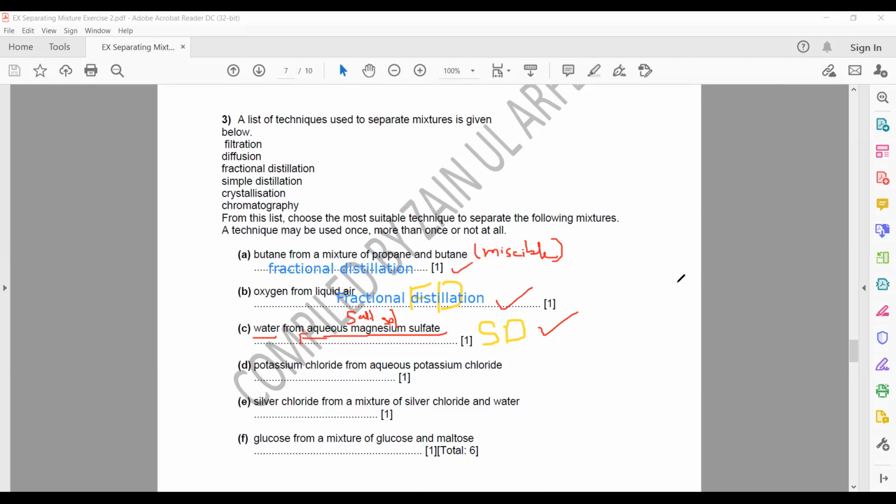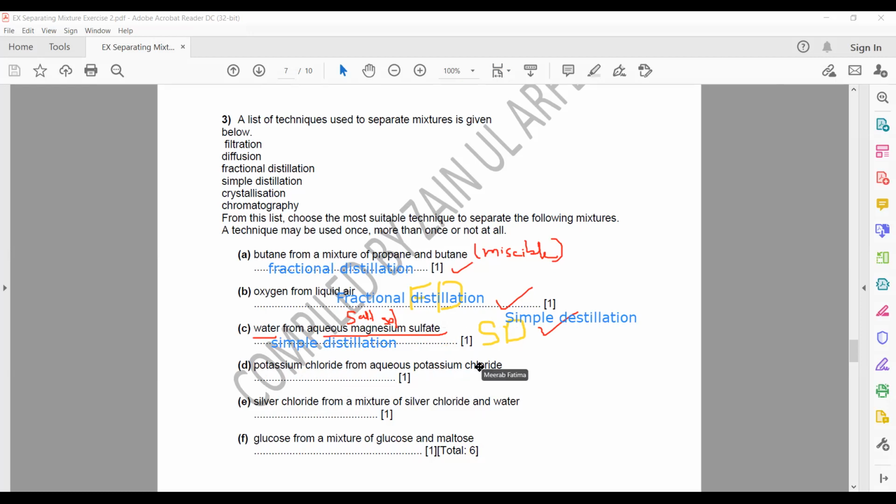That's right. We can use, no, not filtration. We need water from salt solution. So we can use simple distillation. That's right. Because we allow the water to escape and then we condense so that we collect the water.